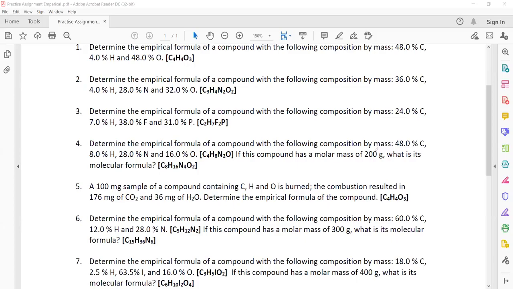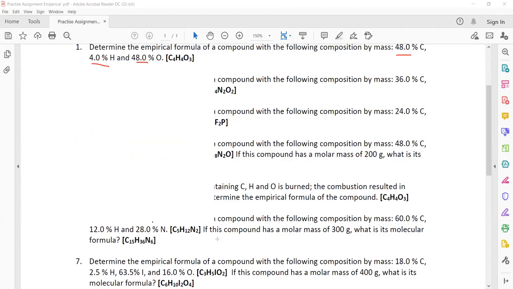In this session, we will discuss the weekly homework related to the topic empirical and molecular formula. So, first question: determine the empirical formula for a compound which is having 48% carbon, 4% hydrogen and 48% oxygen.